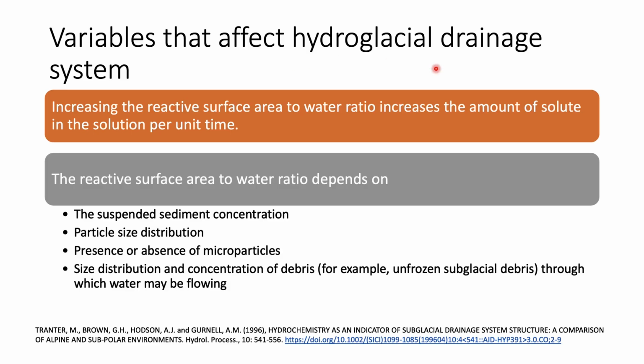The variables that affect the hydrological drainage system include increasing the reactive surface area to water ratio, which increases the amount of solute in the solution per unit time. That means more interaction means more dissolution. This can be understood in that way. The reactive surface area to water ratio depends on the suspended sediment concentration, the particle size distribution. In other words, bigger particle will have more contact time, the presence or absence of microparticles, the size distribution and concentration of debris, for example, unfrozen subglacial debris through which water may be flowing. All these things affect the surface area to water ratio.